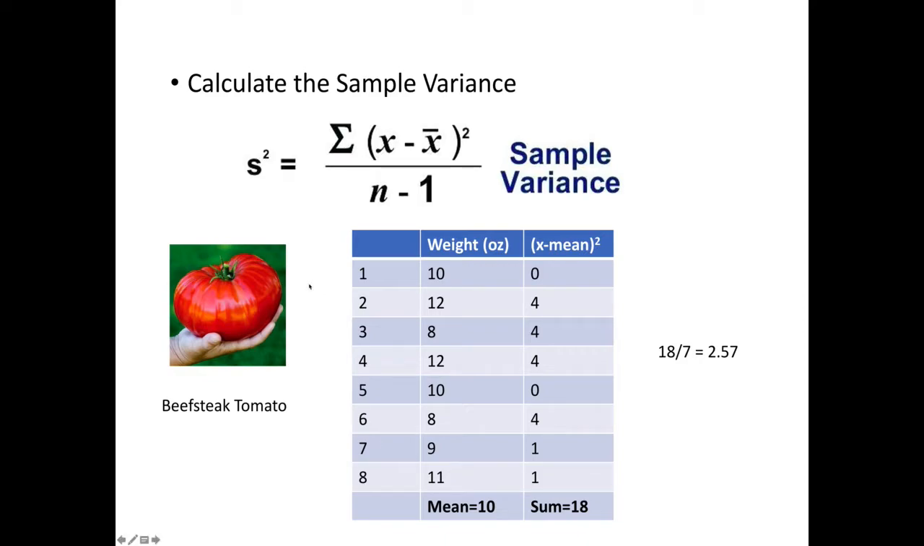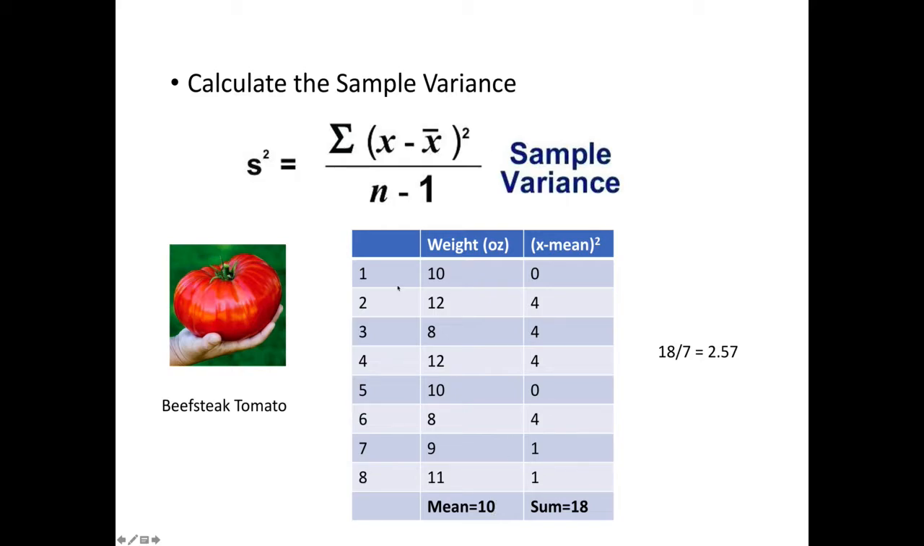So let's imagine that we're growing some tomatoes, this big fat beefsteak tomato here, for example, and you grow 8 tomatoes. You grab one tomato from 8 different plants, and you want to see how much variation there is in the tomato weight. Right? So the first tomato is 10 ounces and 12 ounces and 8 ounces, and so on and so forth, right? And if you calculate the mean there, you get 10, right? So the average value is 10.